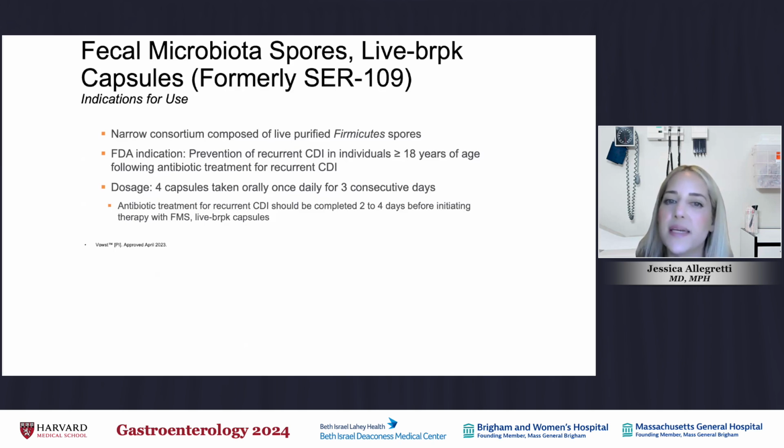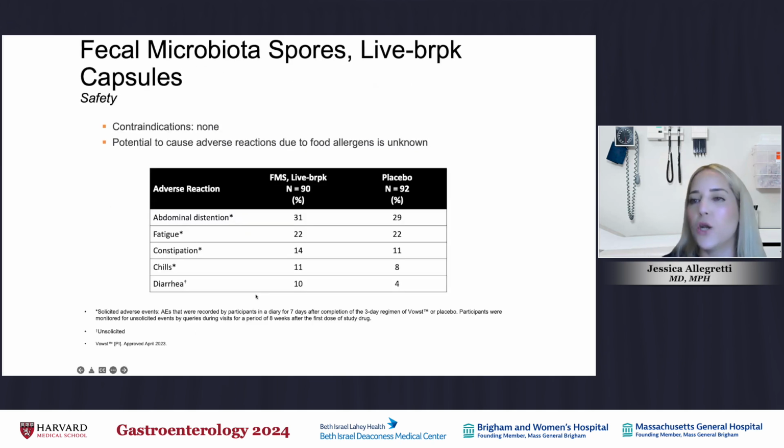And again, it is also indicated for the prevention of recurrent C. diff, not for treatment. So it is meant to be given after a standard of care course of antibiotics with an appropriate washout in between. Again, no contraindications, looks very safe, similar to Rebiota, similar to traditional FMT.